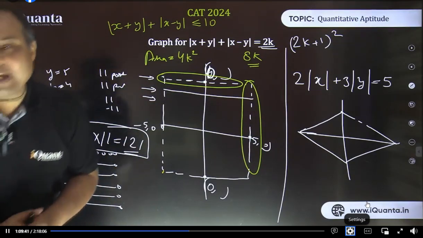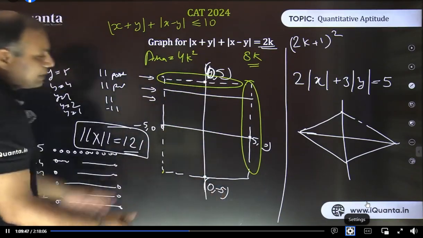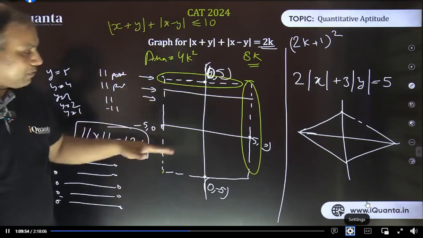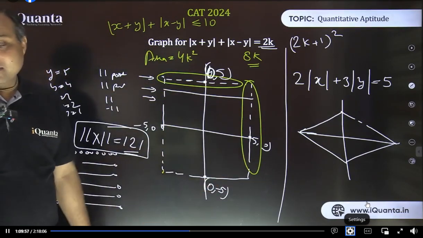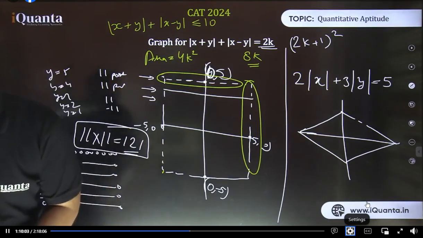Karthik asks why we took y = 5. Because we know that the coordinates here are (0, 5) and (0, -5). These are the extreme limits here. y can go up to a maximum of 5, not more than that. In the same way, the lowest possible value for y is y = -5. So that's how we are considering all the possible values of y. Okay?